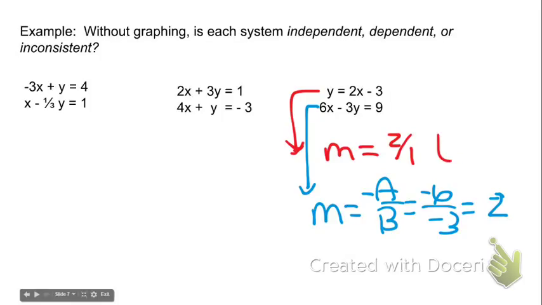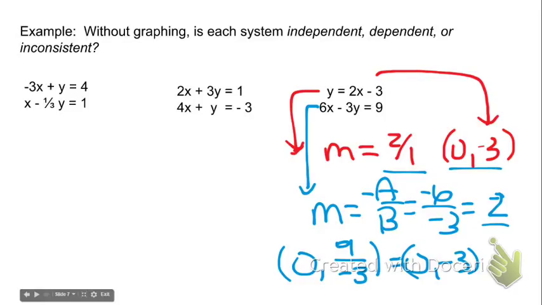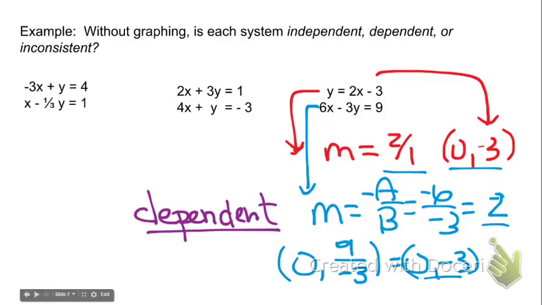That means we have to compare the intercepts. In this case, in our first equation, it's mx plus b, so that means the y-intercept is negative 3. In our second equation, we're going to find the y-intercept. We're going to take the constant divided by the coefficient of y. That's 0, negative 3. So notice that we have a system where the slopes are the same and the intercepts are the same. That means this is a dependent system. Because we have equal slopes, we have equal intercepts.